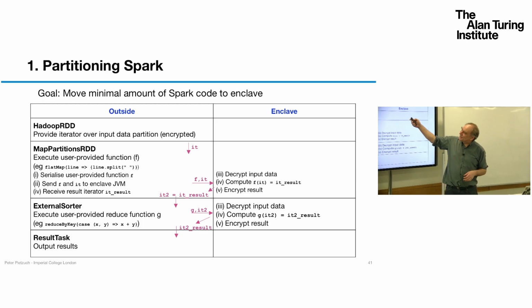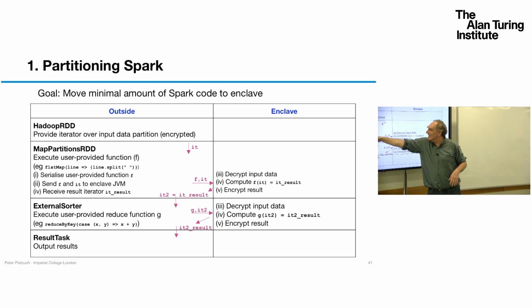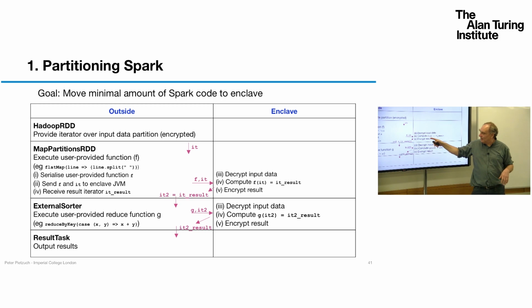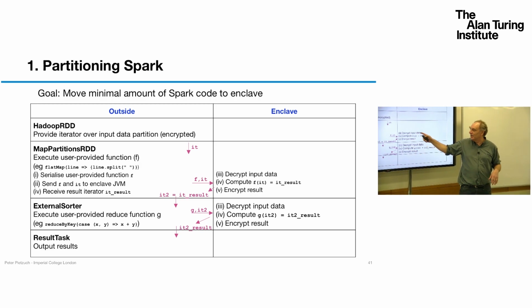Okay, the goal is to move a minimum amount of Spark code to the enclave. So there's a whole bunch of startup stuff with RDDs. There's the actual map and the reduce steps that happen, and then the output results. So if you only move these pieces, the enclave decrypts input data, iterates, encrypts the result, and you can do this over multiple threads, then you're done.